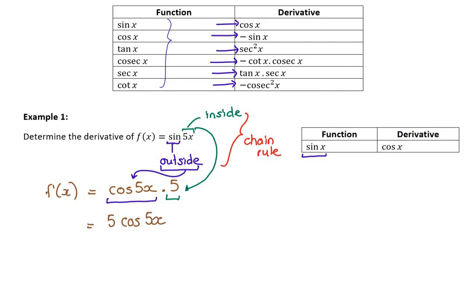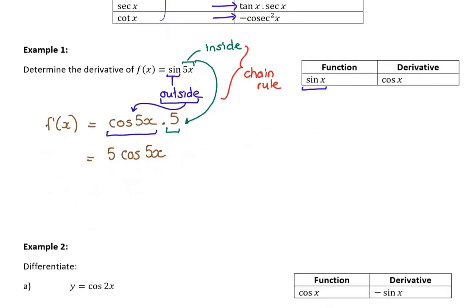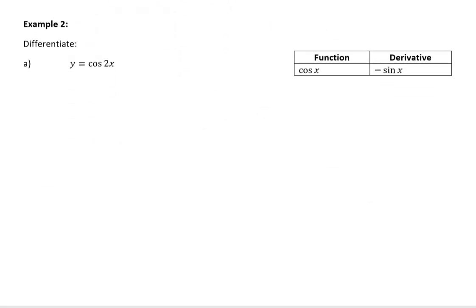Now this is a different type of chain rule. We've always thought of a chain rule as a power function, because it's a function within a function. So we've always thought about an exponent. So this is quite a new application of the chain rule for us. So it's possible that a trig function is the outside function. Okay, let's have a look at some more examples.